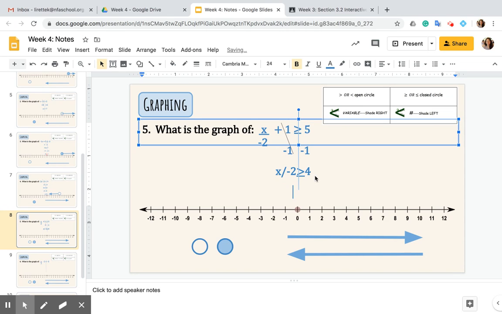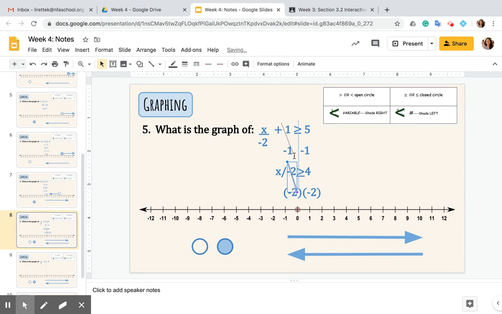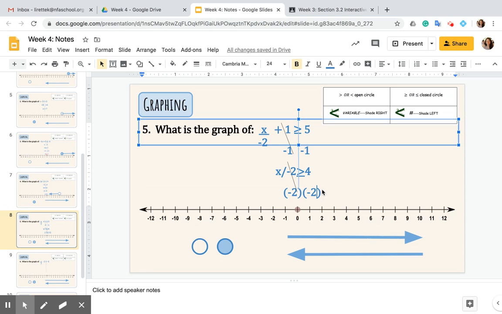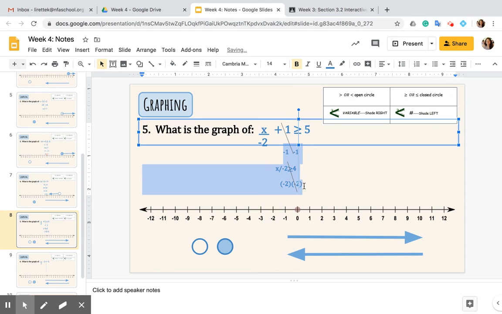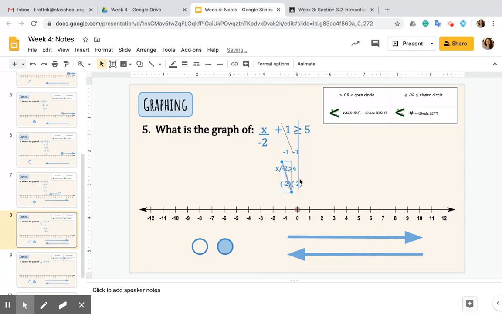Well, the opposite of division is to multiply, times -2 on the left, times -2 on the right. These are going to cancel. I'm going to have to shrink my font again. You guys may have to do that when you're doing your work too. You may run out of space. Let's do 14 actually. Let's make it a little bit smaller. Okay, there we go.